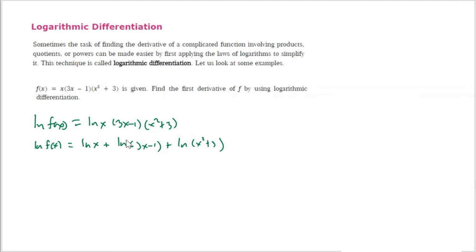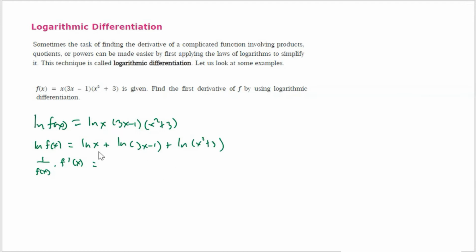So from a single term, I used the properties of logarithm. I expanded that one in terms of ln of x plus ln of 3x minus 1 plus ln of x squared plus 3. Then after that, we are going now to take the derivative of both sides. So taking the derivative of ln of f of x, that can be written now as 1 over f of x times the derivative of f of x, which is f prime of x, is equal to the derivative of the right hand side.